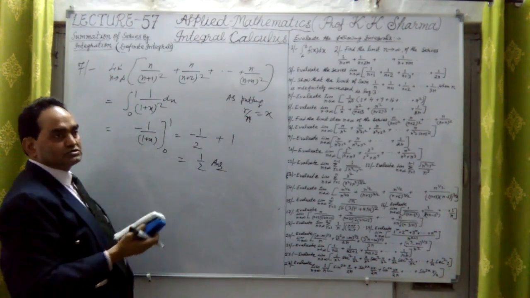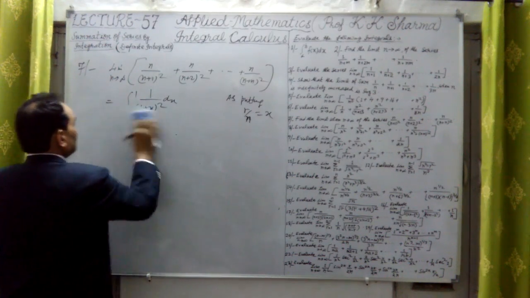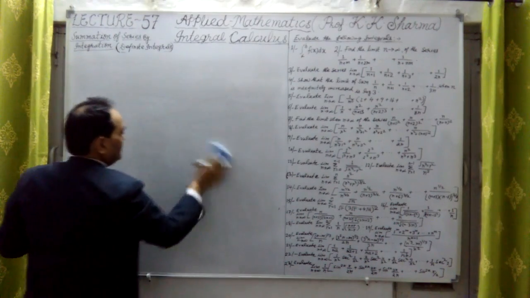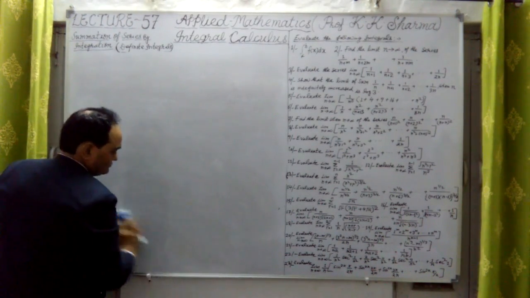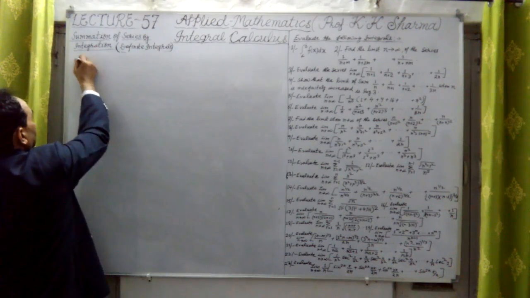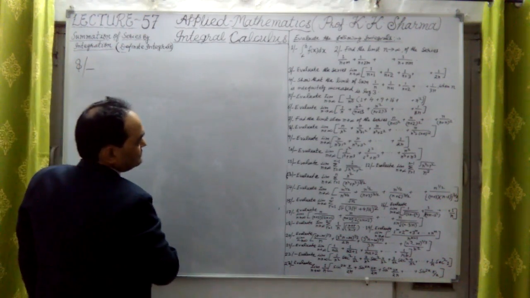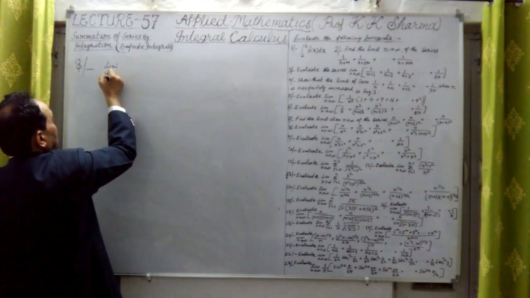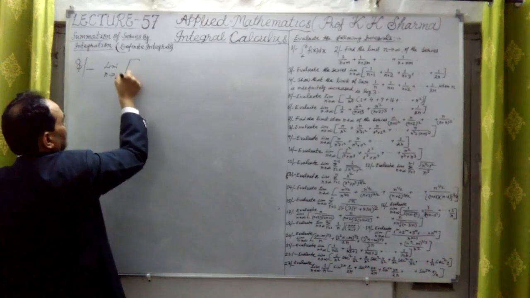Let me take the 8th question now. So now question number 8. What does it say? Let me check it. Question number 8 says: evaluate the limit n tends to infinity.